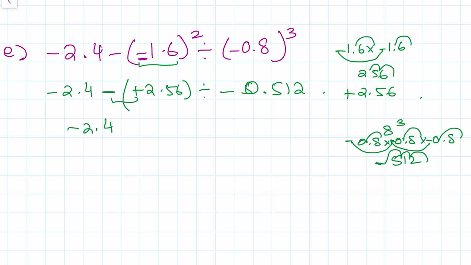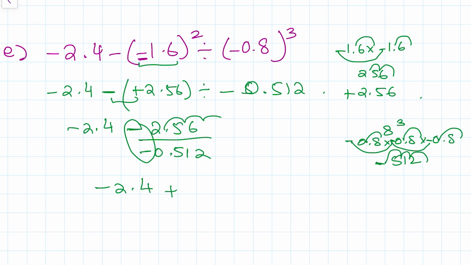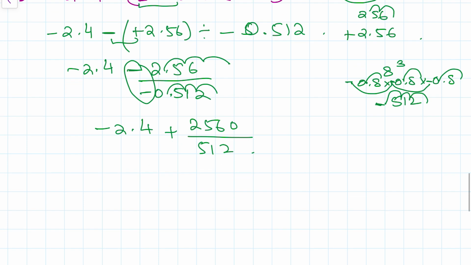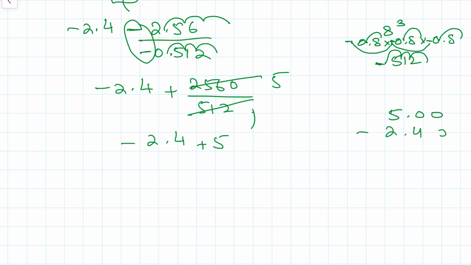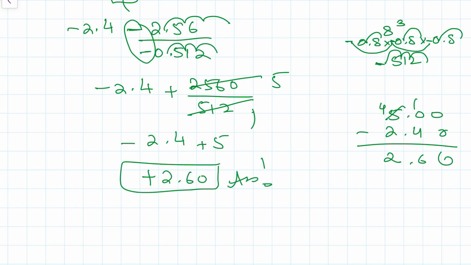Plus minus is a minus. Divided by a minus 0.512. Minus minus becomes a plus. Move 3 decimals forward. Move 3 decimals forward. Easy calculation now. 2560 divided by 512 gives you a 5. Now plus minus 6. So it's a plus 2.60 as my answer.